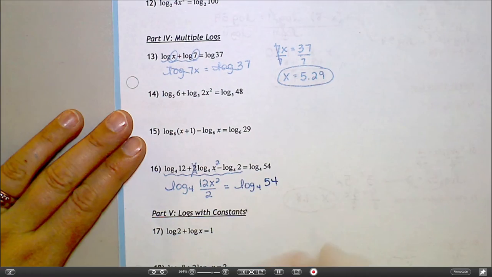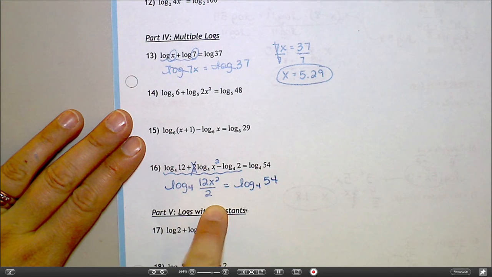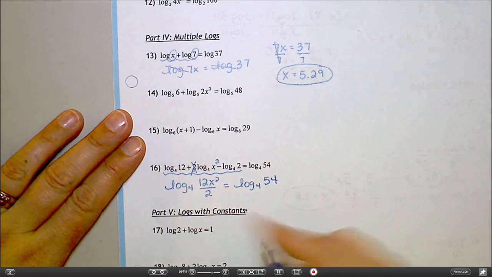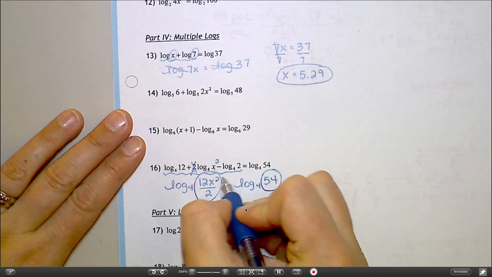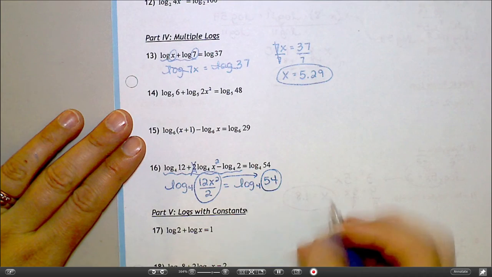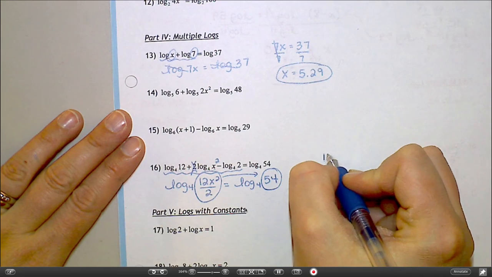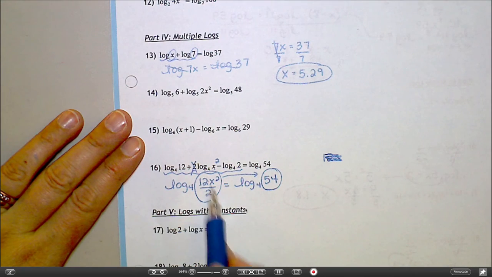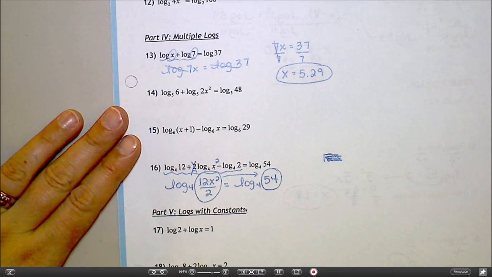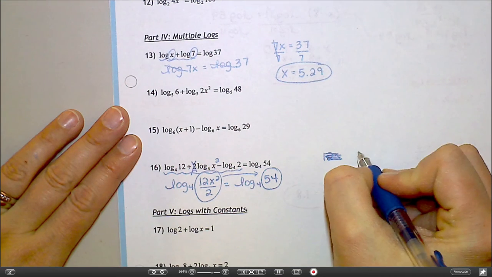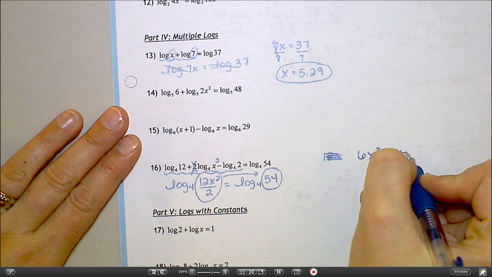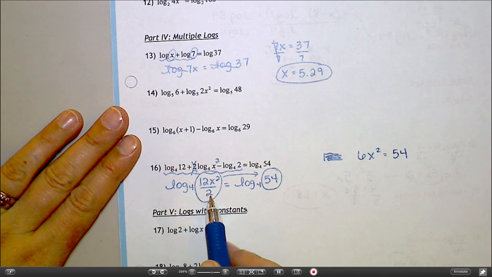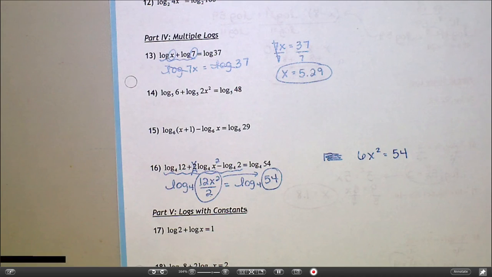But now look at what we have. We have log base 4 of blah, blah, blah equals log base 4 of blah, blah, blah. So that means the blah, blah, blahs have to equal each other. This has to equal this. Okay? So my equation now says 12x squared. Actually, what can I do here? Can I do 12 divided by 2 and just make that 6x squared? So 6x squared equals 54. Okay, all I did there was 12 divided by 2 and made it a 6. Just made it look a little nicer.